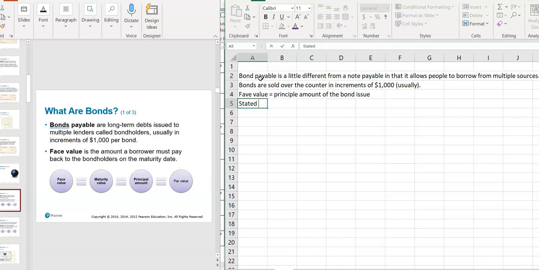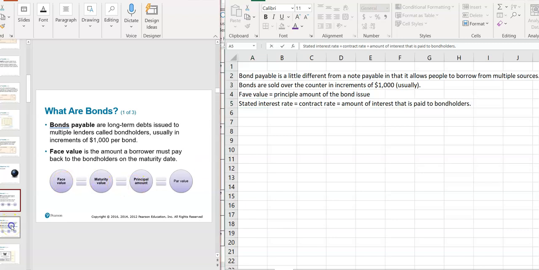Okay, it will also have a stated interest rate. This is the contract rate, and it's the amount of interest that is paid to bondholders. So notice down here you've got face value, maturity value, principal amount, par value. Those are all basically the same things, all right? They tend to call it face value with respect to bonds for some reason, but anyway.